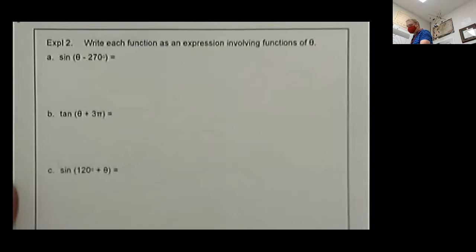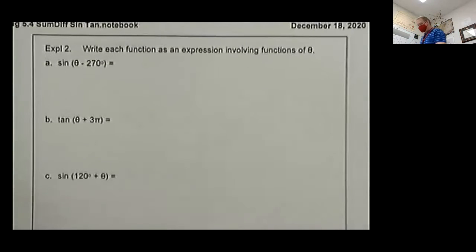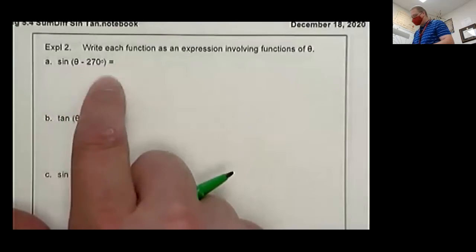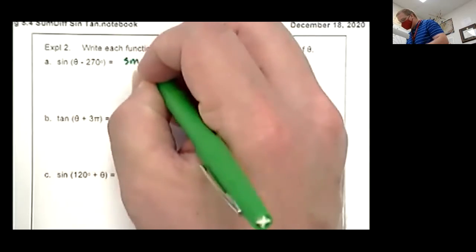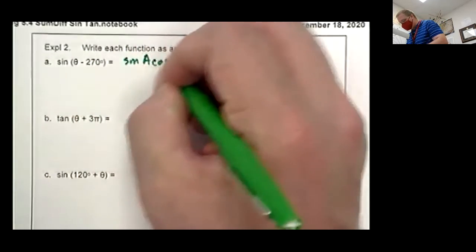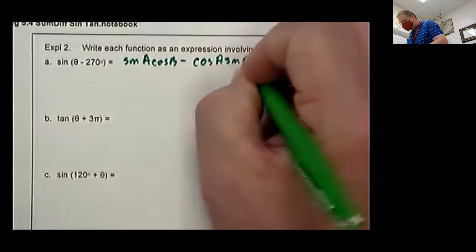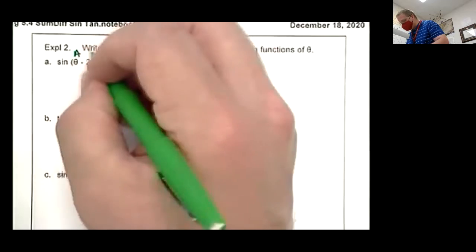Example 2, write each function as an expression involving functions of theta. So we want sine of theta minus 270 to be an expression involving just theta. So we want to get rid of the 270. Again, to do that, we're going to use our trig identity. So this is the difference of sine. So sine of theta minus 270 is, remember, sine of A cosine of B minus cosine of A sine of B. So this is A, this is B.